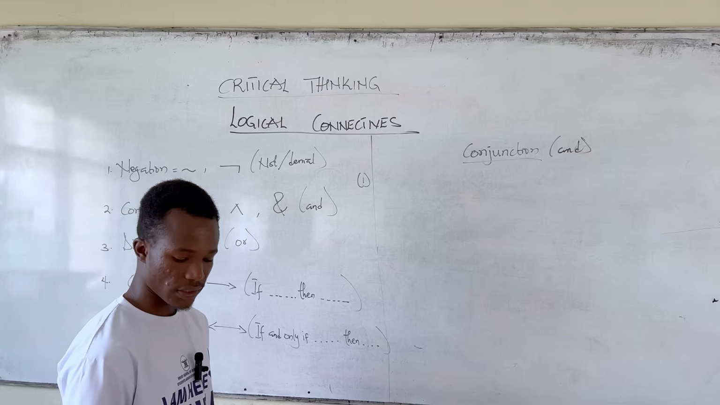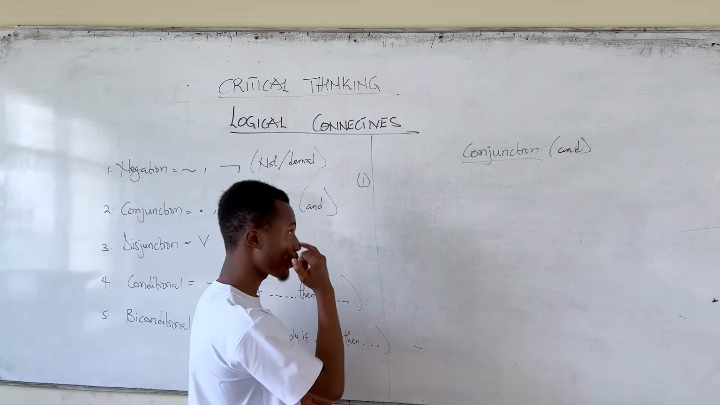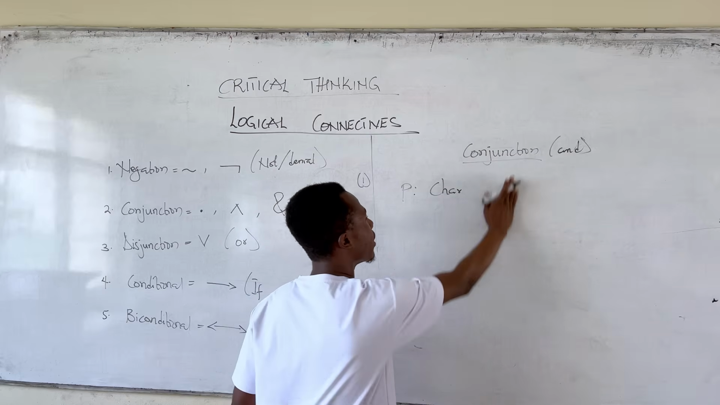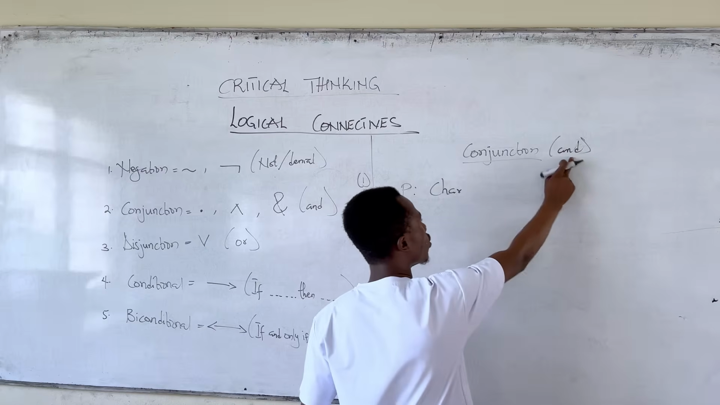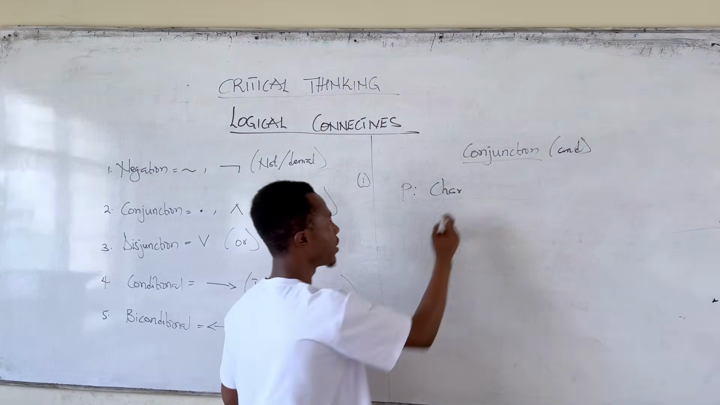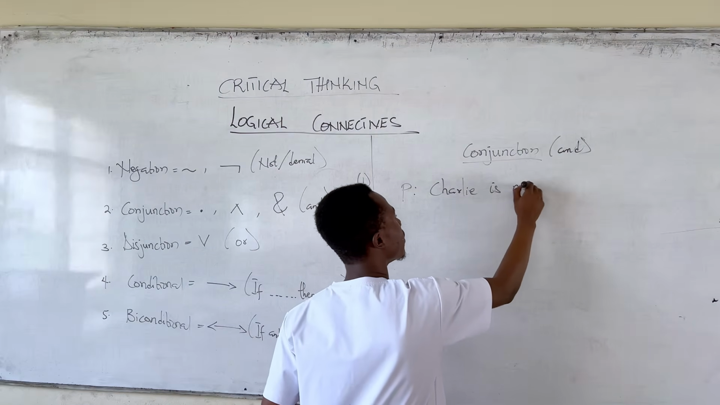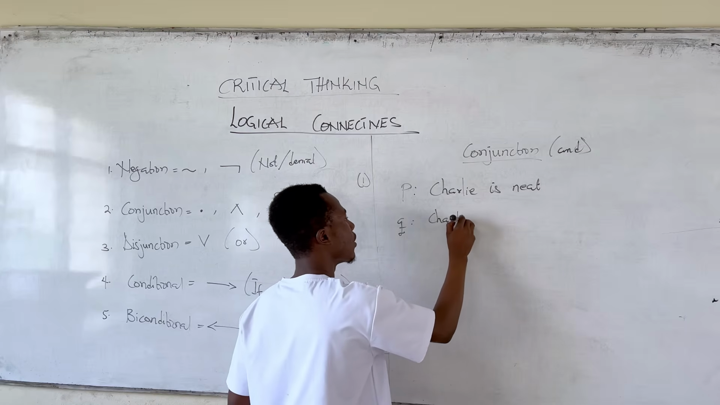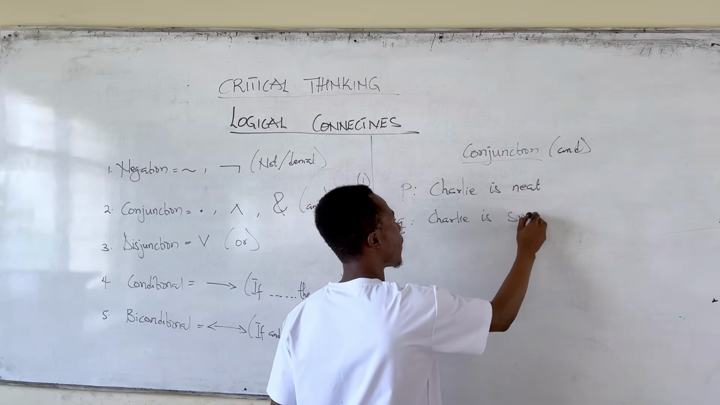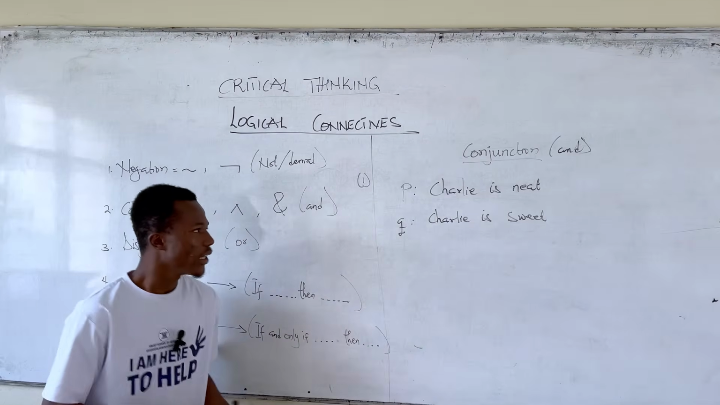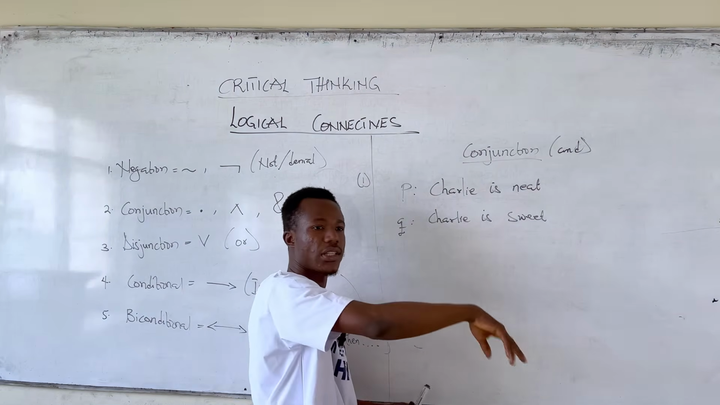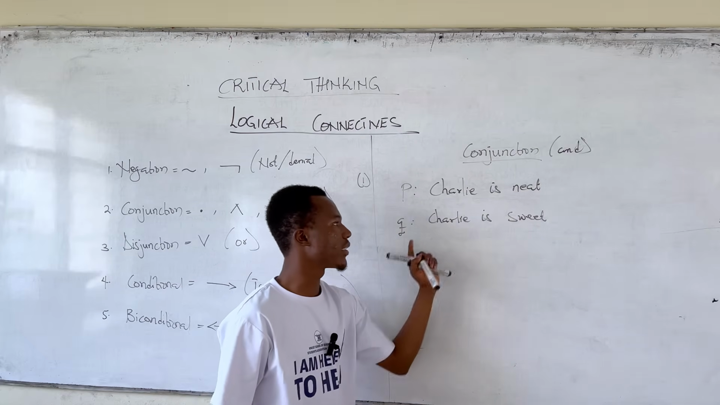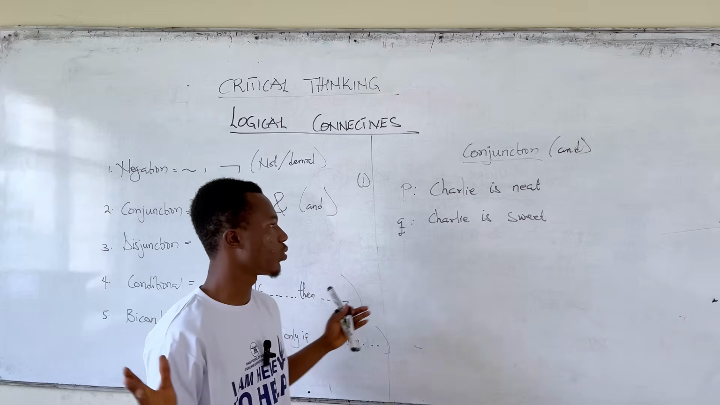Okay, Charlie is neat. Charlie is sweet. So let me explain the conjunction. I have already explained the use of the word "and" to connect two atomic propositions, right? So "Charlie is neat" is P, and "Charlie is sweet" is Q. This is one simple sentence, one atomic proposition, one statement, one sentence. They are all synonymous.